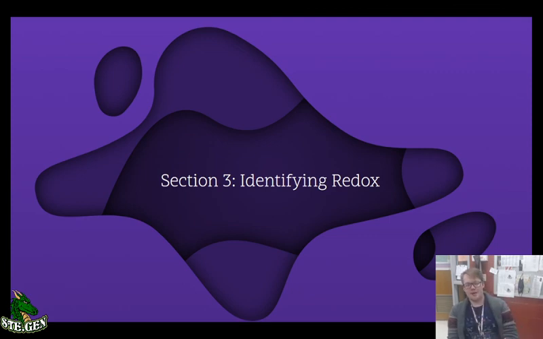We'll talk about identifying redox reactions, which may seem like something we've already talked about, but you'll see how it's related whenever we get to that next week.